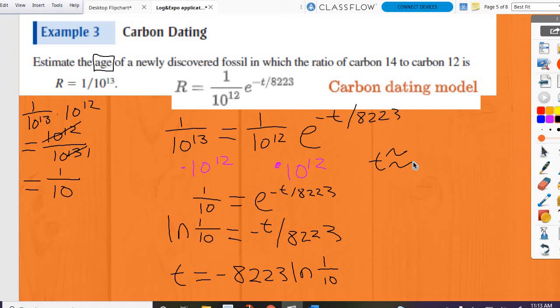Yes, I need you to plug in your calculator. 18,034. 157. 157. Yeah. And what's my unit? Years. I'm talking about age, so that's the amount of years that it is old.